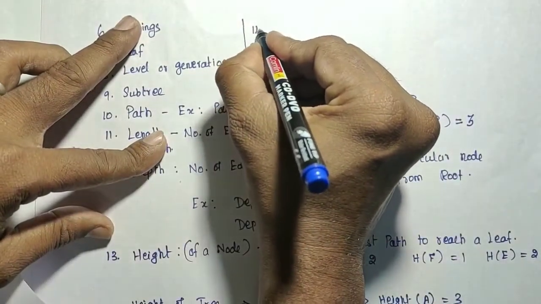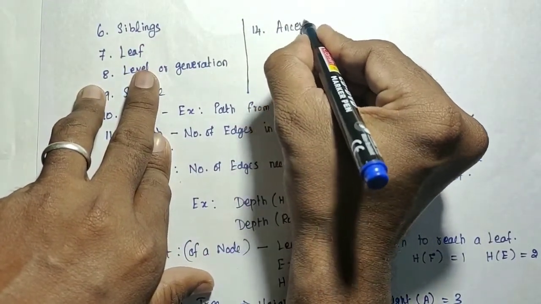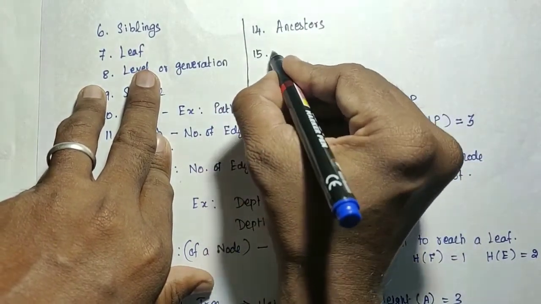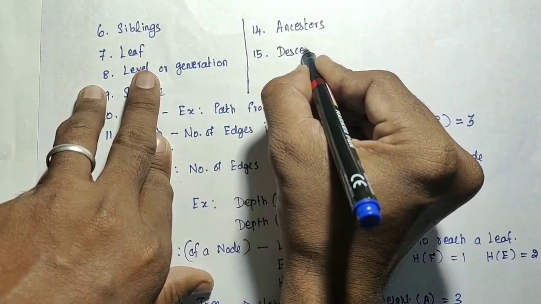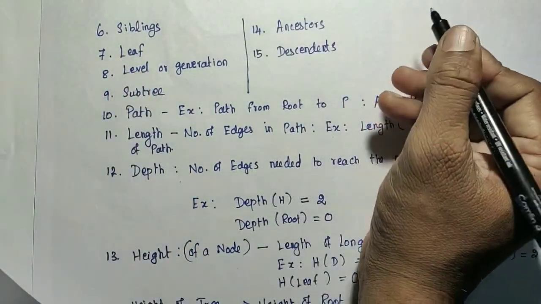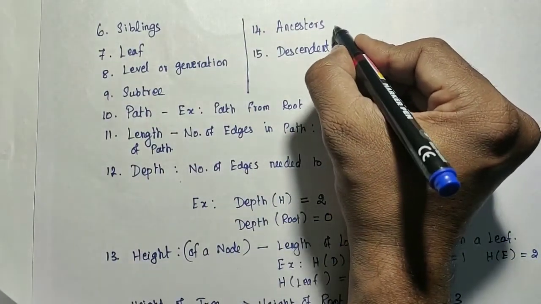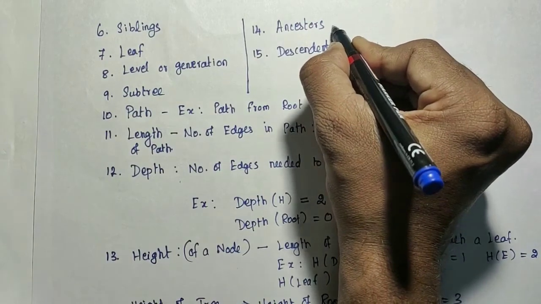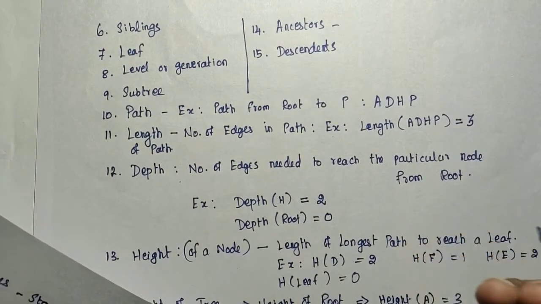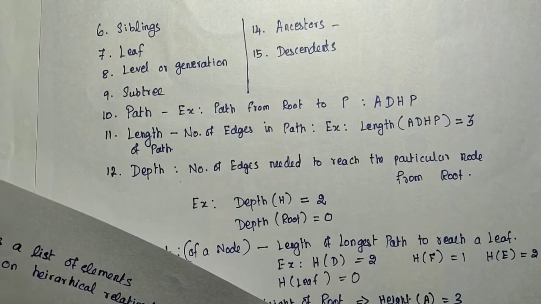The next terms are ancestors and descendants. Ancestors are nothing but the nodes present in the previous generations. Descendants are nothing but the nodes present in the forthcoming generations.